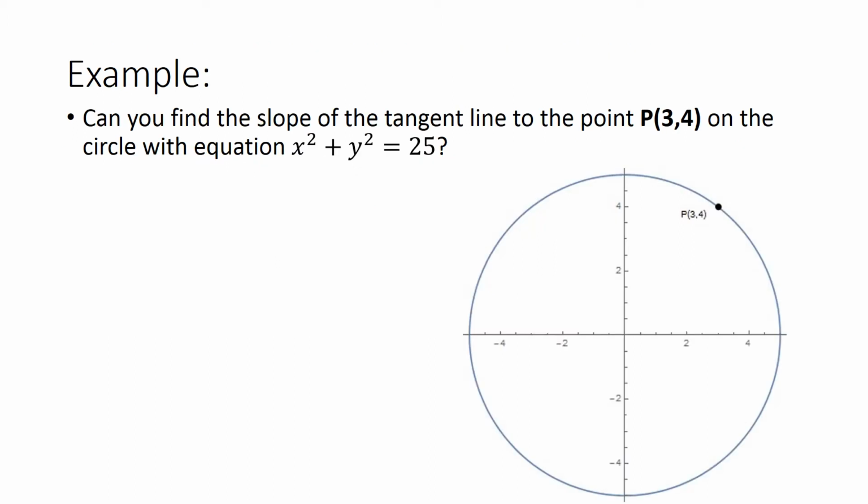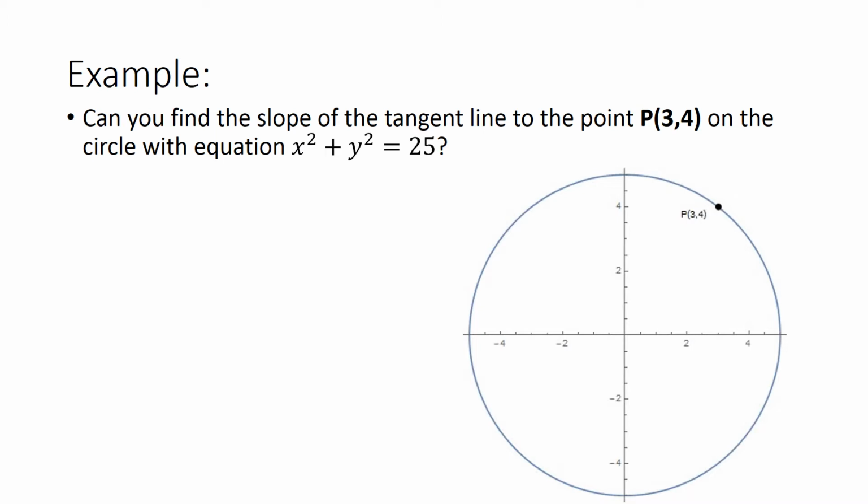I see a circle here, okay? And I'm asking you the question, can you find the slope of the tangent line to the point P, which has coordinates (3, 4), on the circle with equation x squared plus y squared equals 25? You'll notice that this particular equation is not an explicit function of y in terms of x, and you're going to need this point-slope formula in order to figure out what this thing is.